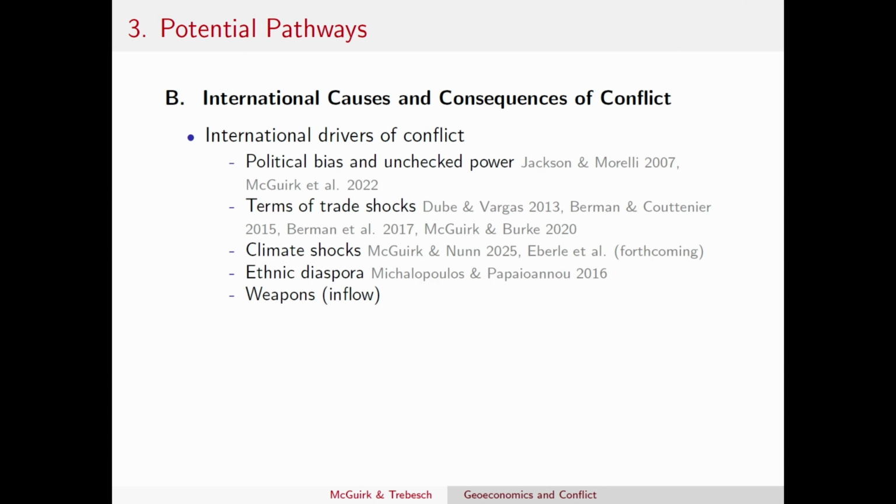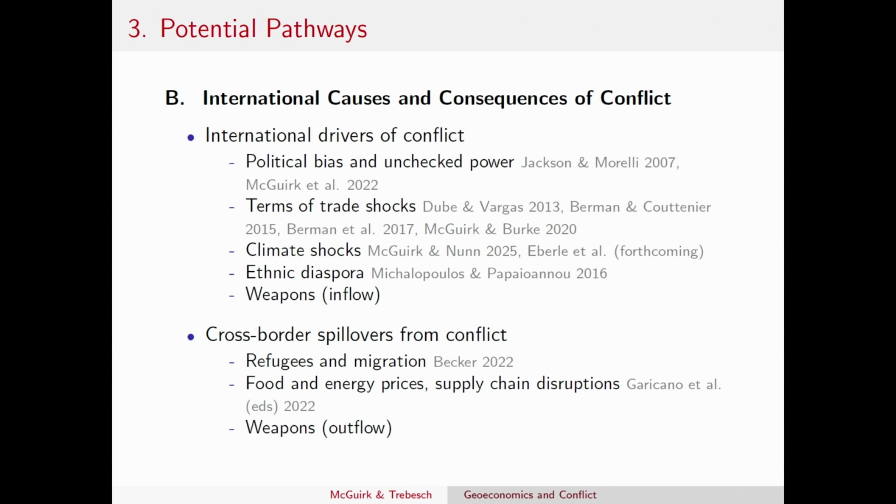And then we're also interested in cross-border spillovers from conflict. So refugees, migration, how shocks to prices can propagate across countries and across space, so food and energy prices, supply chain disruptions, and again, weapons, but this time heading in the other direction, the outflow of weapons.